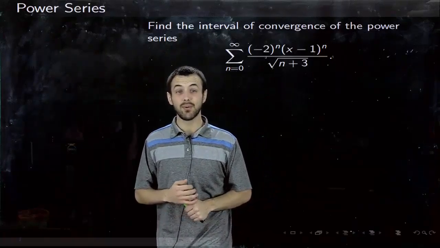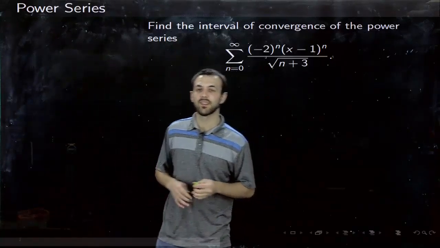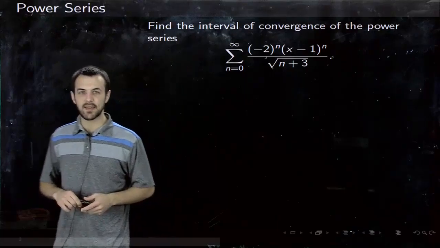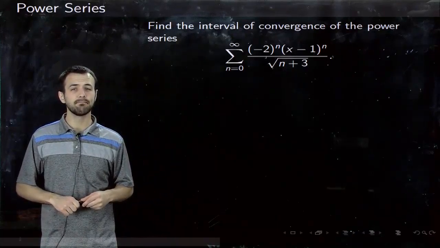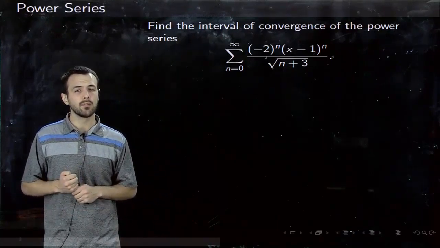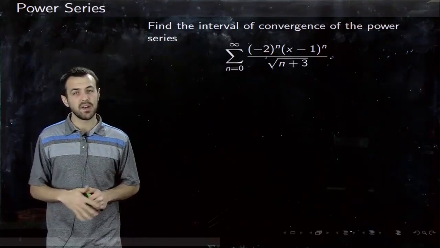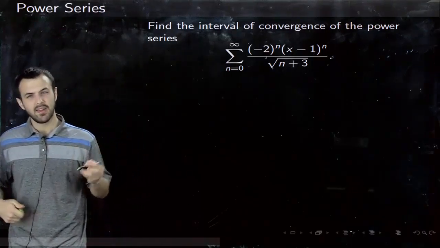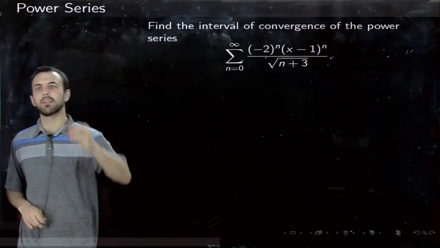Interval of convergence. Oh boy. All right, so this time we've stepped it up a bit. We're now looking for the interval of convergence. So let's start by finding the radius and the center, and then check the endpoints, just like we'd always do.